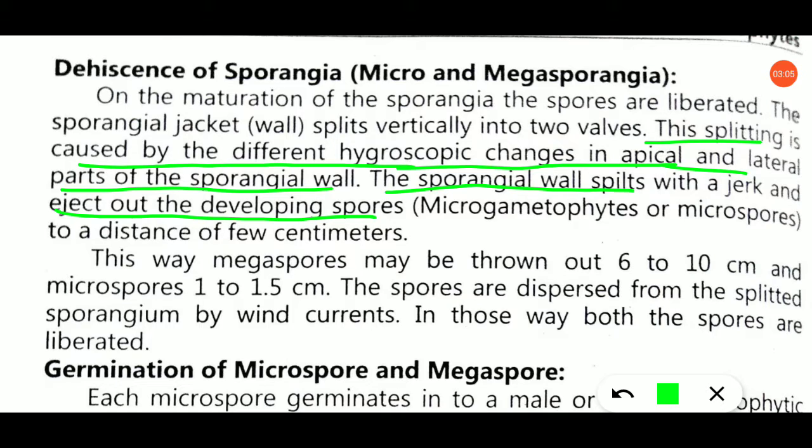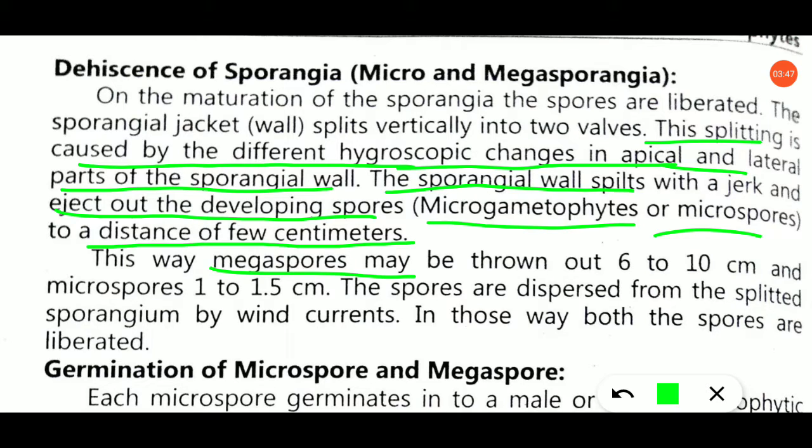The term used for these developing spores is microspores, which are liberated to a distance of a few centimeters when they dehisce from the microsporangia and megasporangia. This point is important. The next point: megaspores may be thrown out 6 to 10 centimeters.